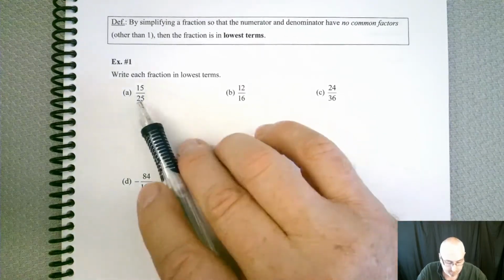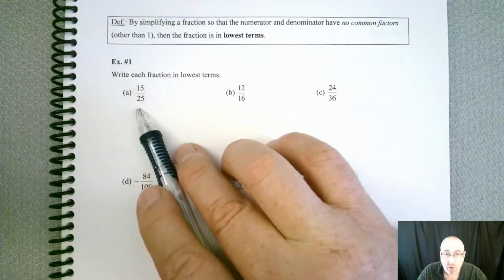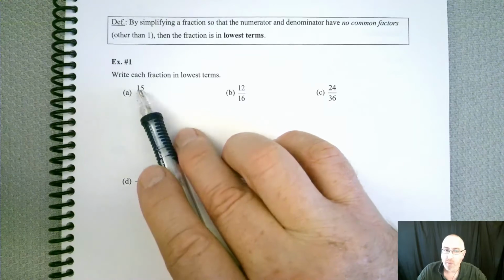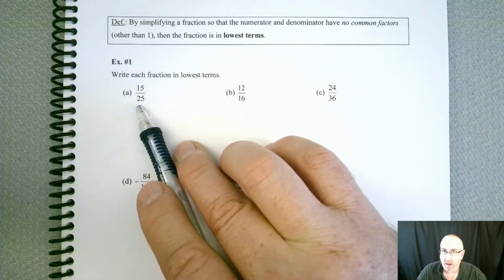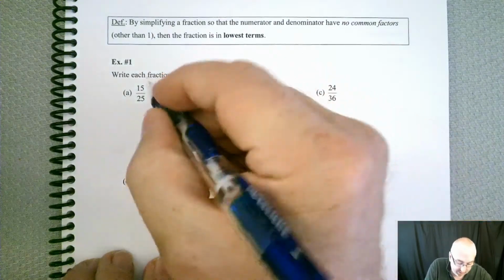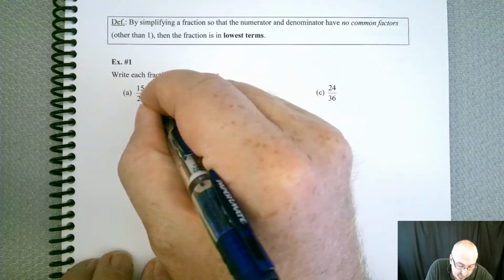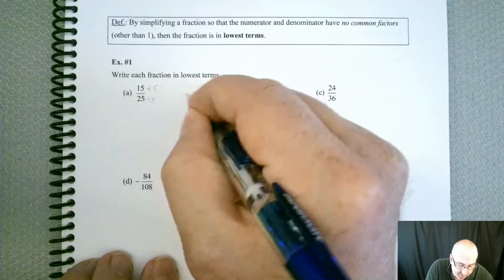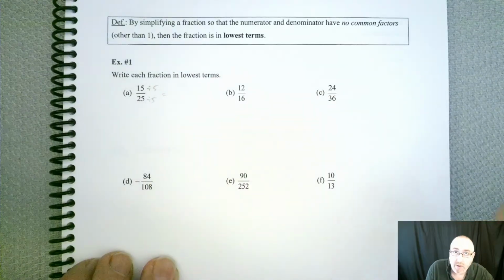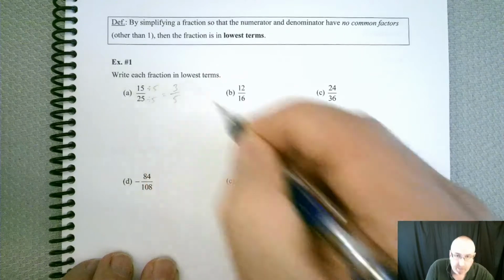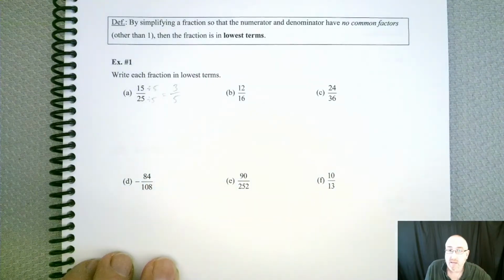The first one, I want you to write it in lowest terms. We have 15 over 25. What's a common factor that goes into both 15 and 25? Well, 5 should be sticking out at you. Now if you divide that 5 out, you're done. 5 goes into the top 3 times, and into the bottom 5 times. And that's it. You've reduced it to lowest terms.